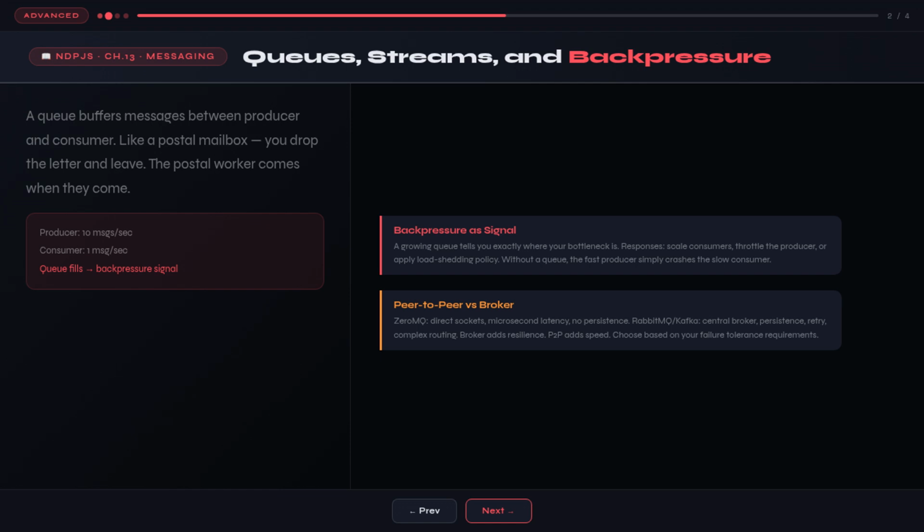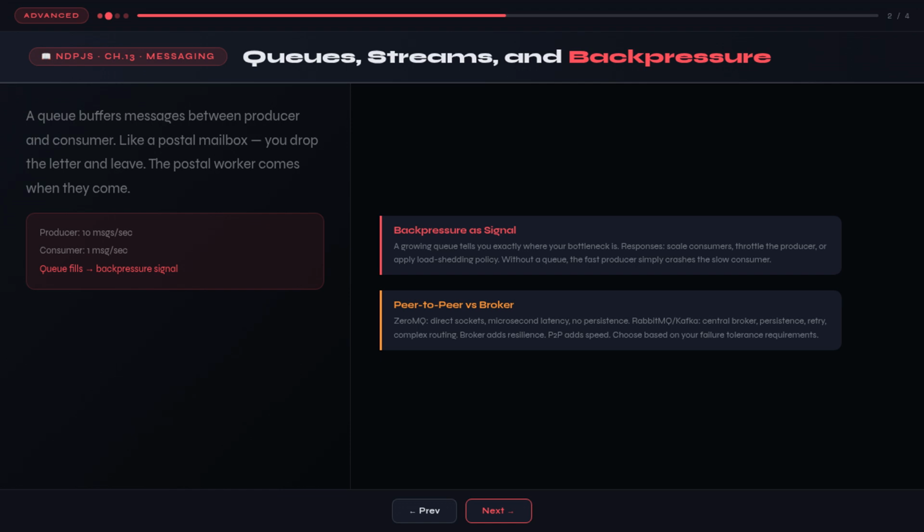The queue holds messages until the consumer picks them up. Think of it like a postal mailbox. You drop a letter in the box, you're done. The postal worker comes by when they come by, picks up the letter, and delivers it. You don't stand there waiting. The mailbox is the queue.